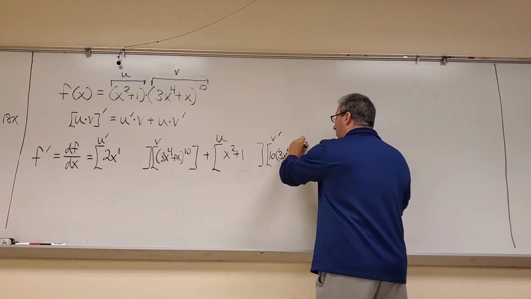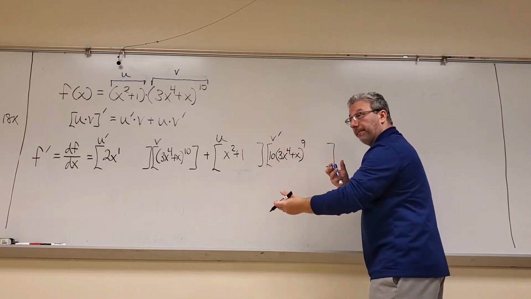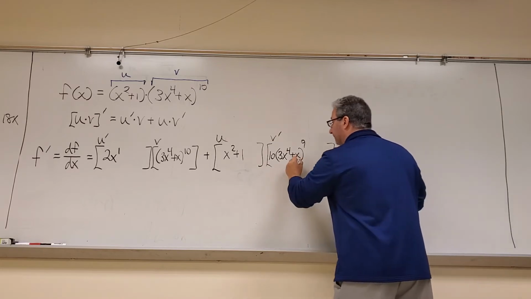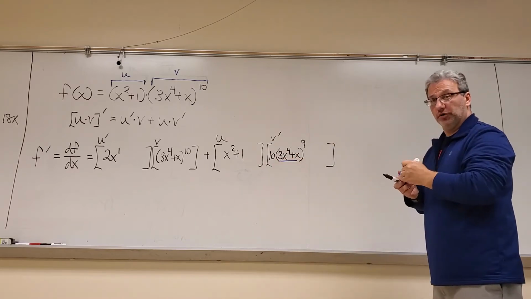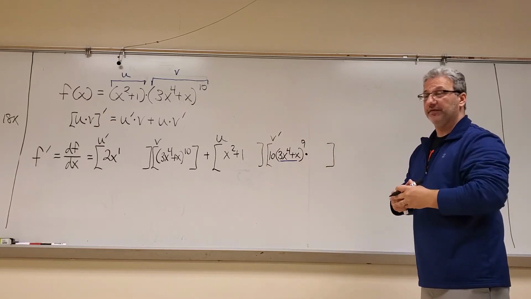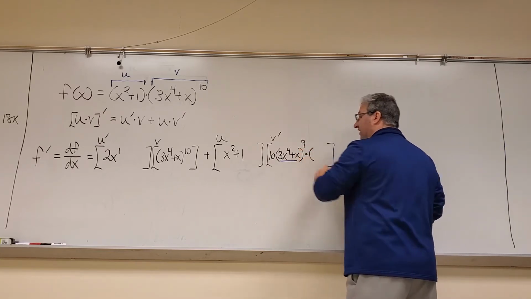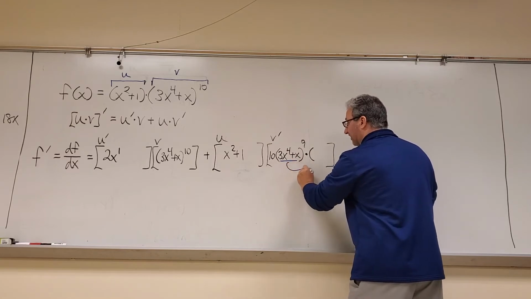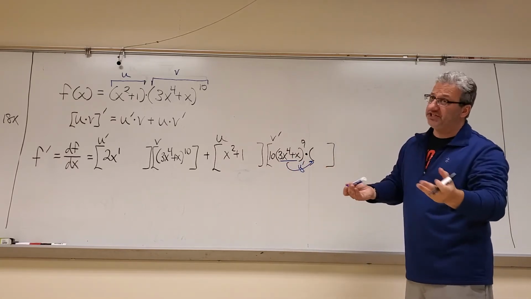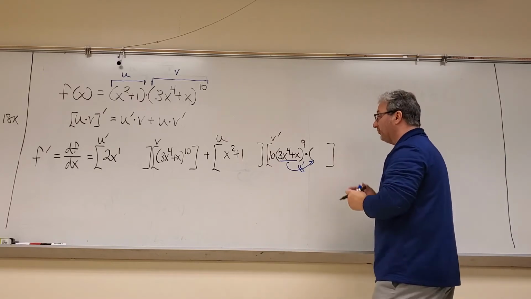You deal with the outside power first by a power rule, bring the power down, subtract 1 from the exponent, leave the inside alone. Now the chain rule goes on to state, now you must deal with the inside derivative. So here we go. We must take the derivative of this expression on the inside. For more help with the chain rule, please see my chain rule video. So how do we take the derivative of this?